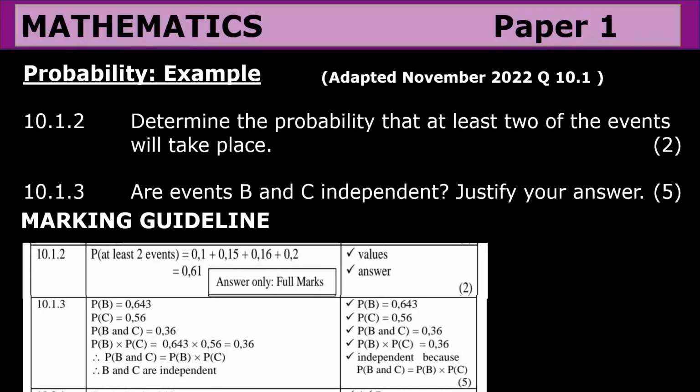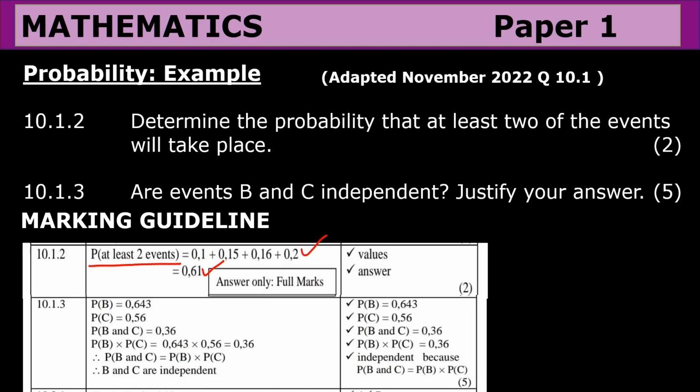Then next, we are asked to determine the probability that at least 2 of the events will take place. And we can see there that as we are writing it, it's the probability of at least 2 events. So we are going to take all of the events that are 2 or more. So these are all of them that appear, the 2 of them, plus the 1 where it's 3 of them. And when we add all of these up, we get an answer of 0,61. Now, had you written the answer only, you would get full marks, but just adding those values and writing the answer will also award you those 2 marks.